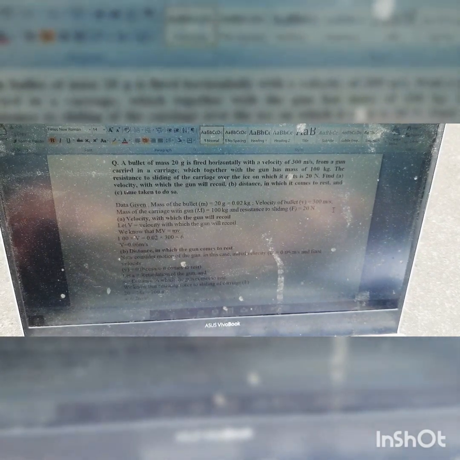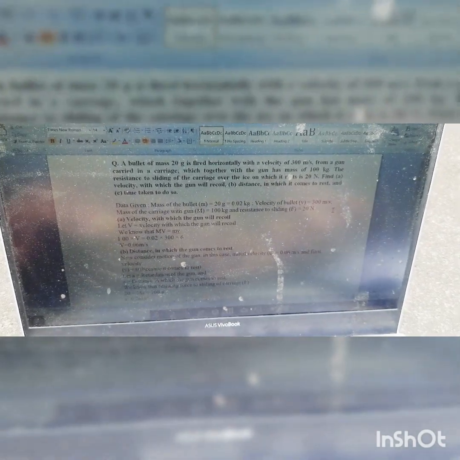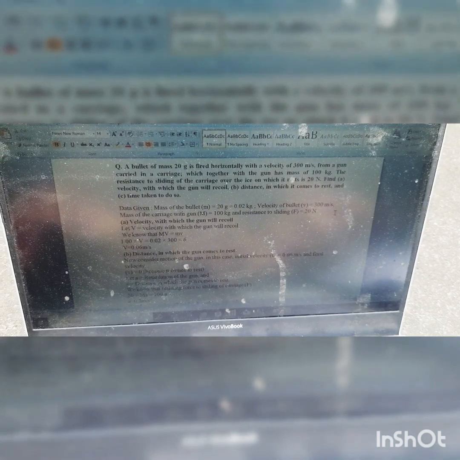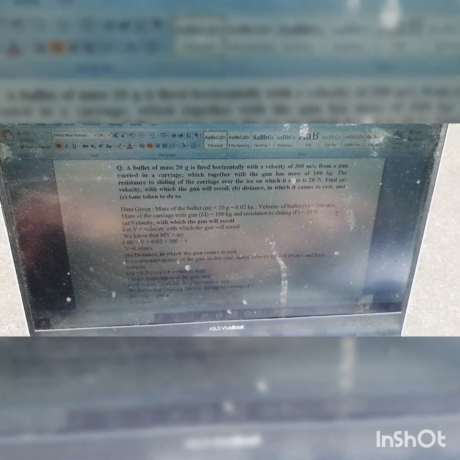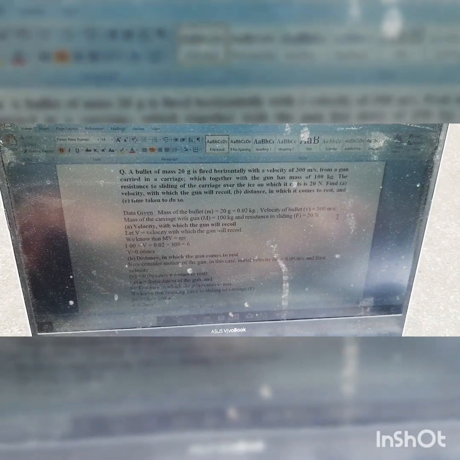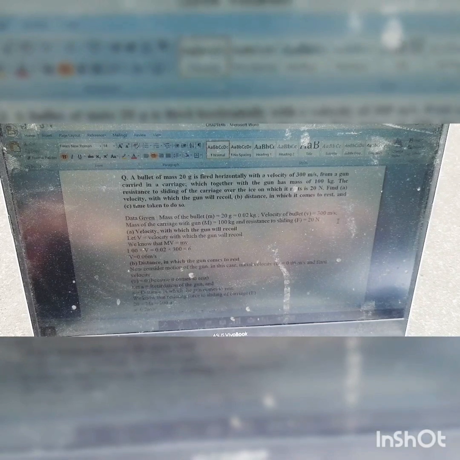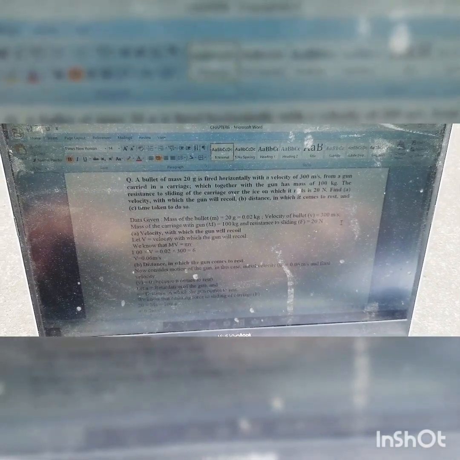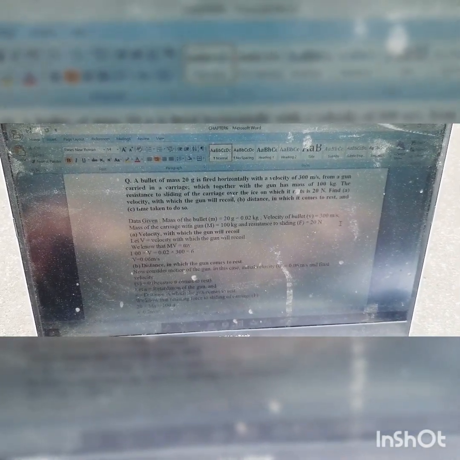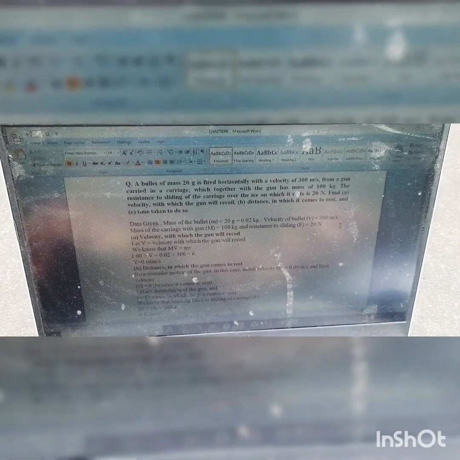So find the velocity with which the gun will recoil. First point, we'll find that using conservation of momentum. The second one is the distance in which it comes to rest, so we can find that using equation of motion, and the time taken to do so, which we can also find out using equation of motion.